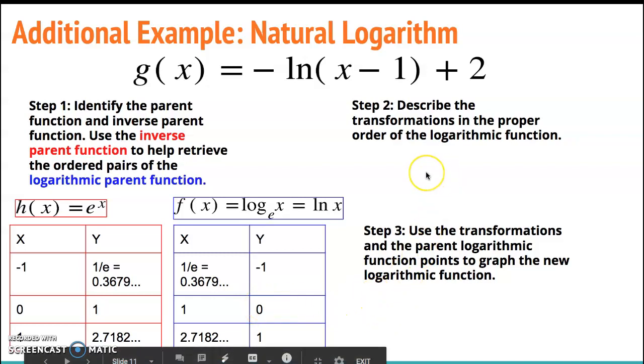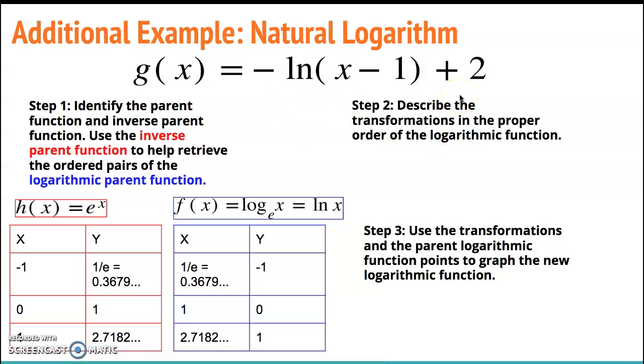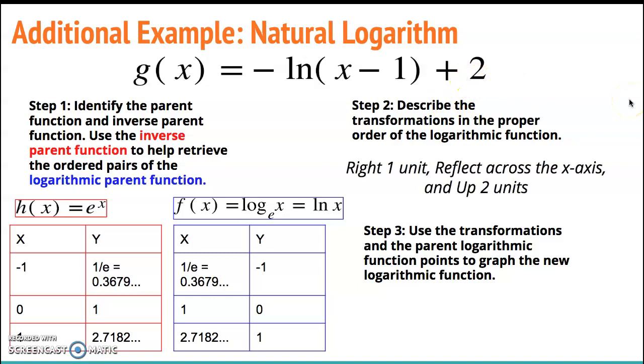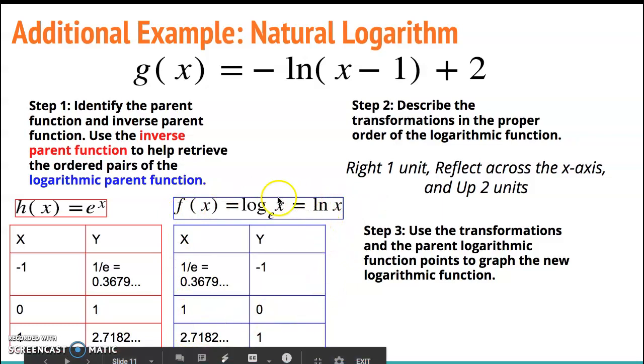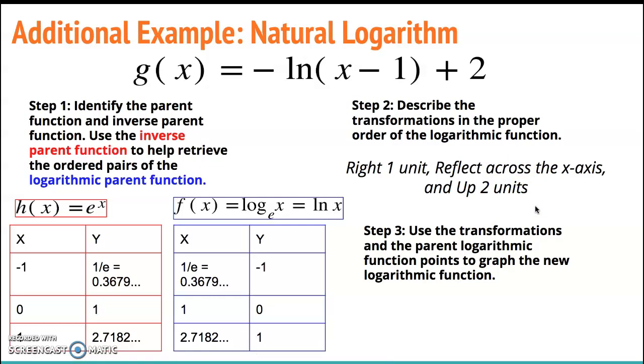And then we want to describe the transformations in the proper order of the logarithmic function we're trying to graph. So this minus 1 is moving your graph right 1. The negative is causing a reflection across the x-axis, and the plus 2 is moving your graph up 2 units. So we're going to have to use the log base e of x, or this natural log of x blue table here, these 3 key points, and the transformations in the proper order to move those 3 key points to obtain our new graph of g of x.